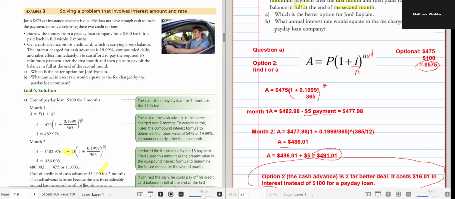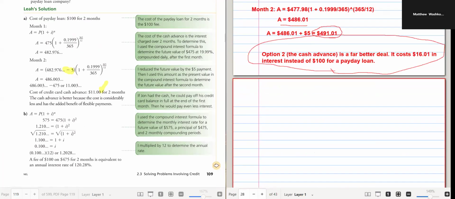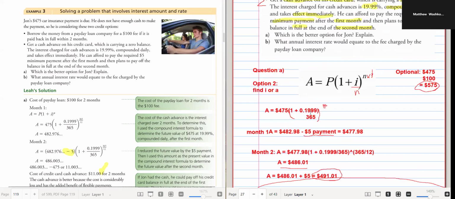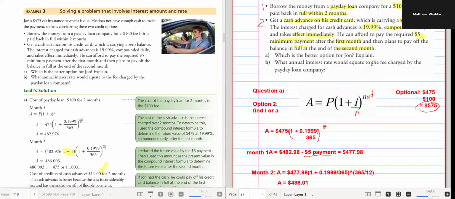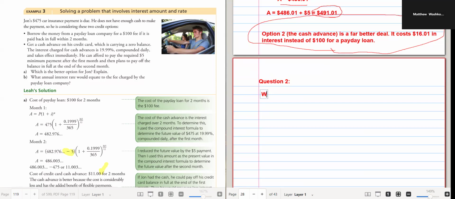So question B here, however, what annual interest rate would equate to the fee charged by the payday loan company? So what does that mean? What this is asking you here is, what would the interest rate be to turn $475 into $575 in 2 months? That's what it's asking you.